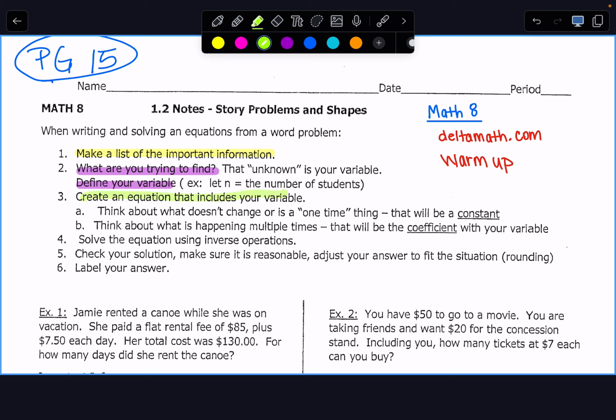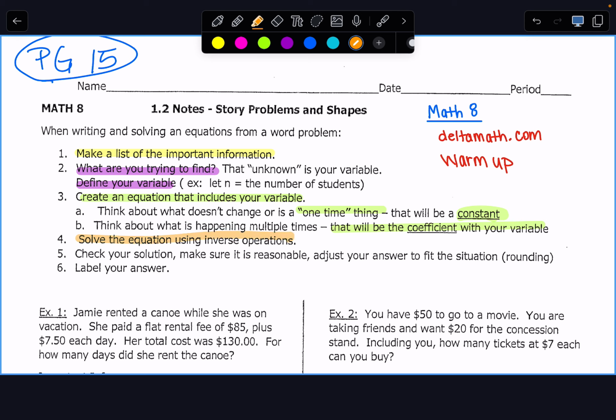Then we get to create an equation, okay? You're going to have basically three different numbers we got to figure out what to do with. Okay, if you have a number that's like a one-time thing, that's going to be your constant. Like maybe it costs $10 to get into the swimming pool. You only have to pay that once, but it costs $1 for every popsicle that you buy. Okay, you would have to pay that over and over. Okay, the thing that's happening multiple times, that number is going to go with your variable as a coefficient, okay?